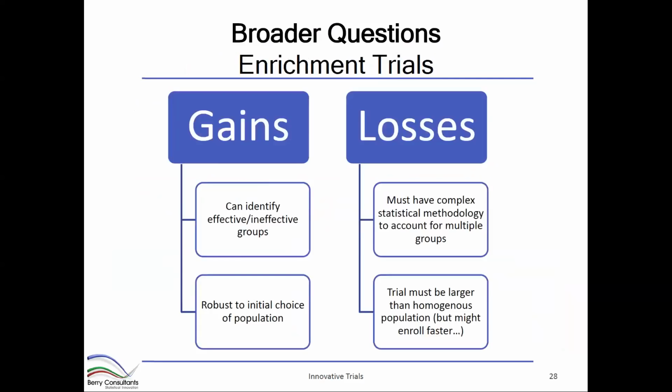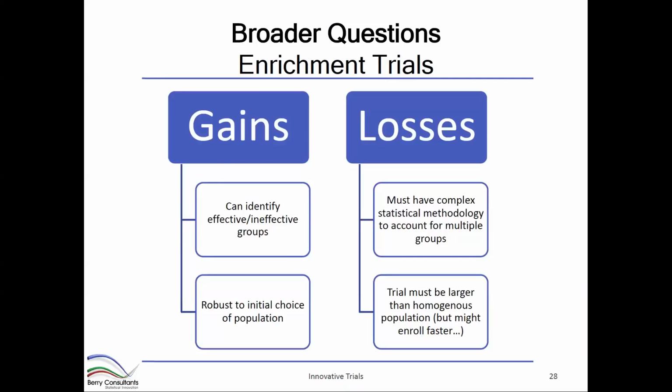The general gains and losses for an enrichment trial: certainly the main gain is exactly what it says. It allows us to identify the right subpopulation. We know that if we do a regular trial and a whole bunch of post hoc subgroup analyses, those are prone to error. This is a way that allows us to make adjustments to our population, and the design itself confirms those decisions because it continues to enroll. So this is robust to our initial choice of population. If you don't really know your initial population, this is potentially a great choice.